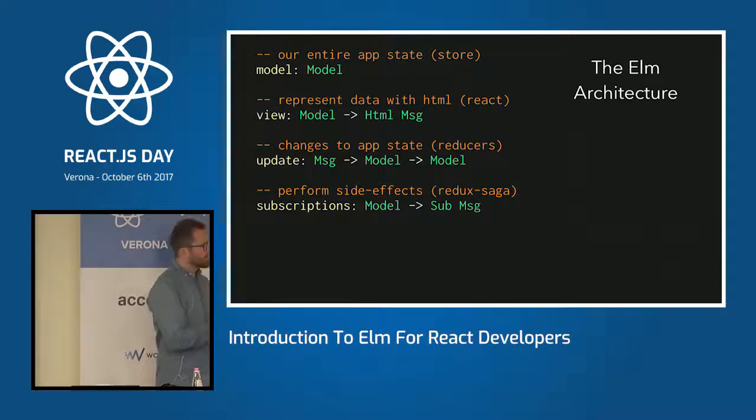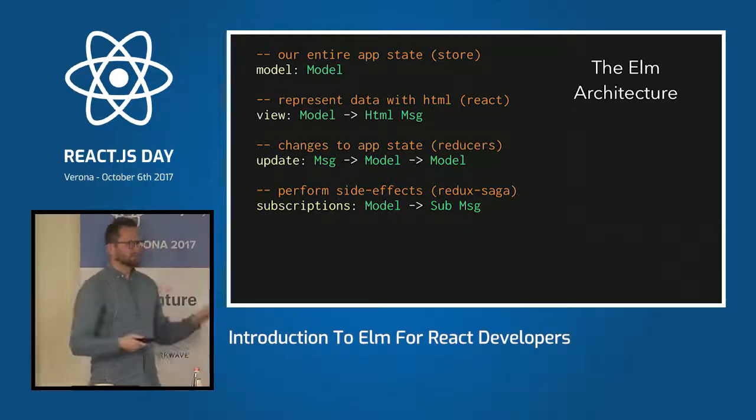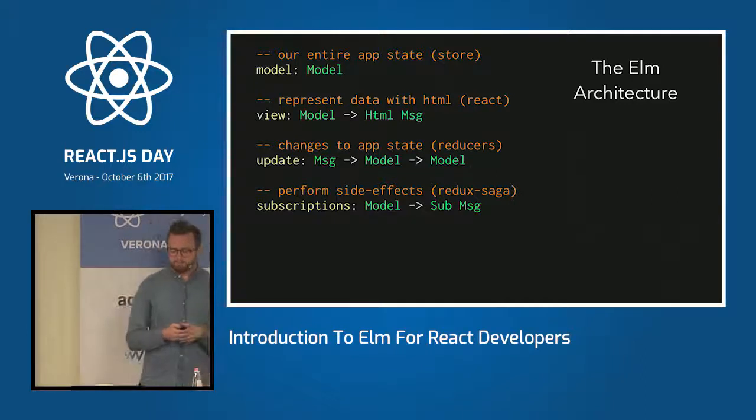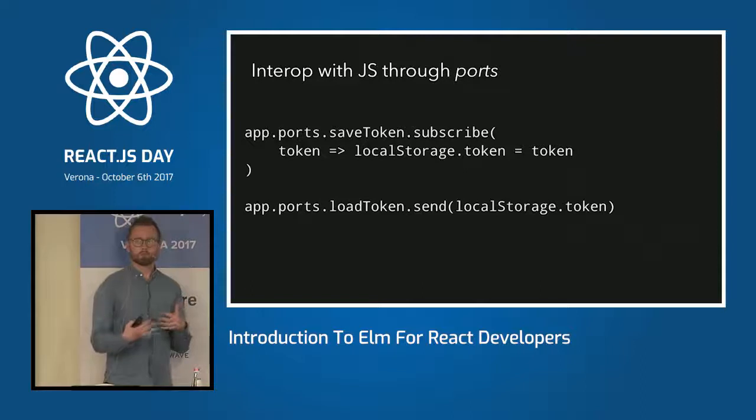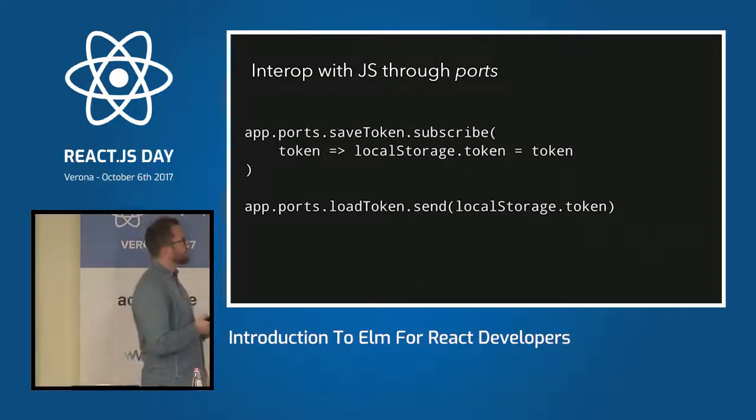Lastly, we also need to be able to do side effects, which is called subscriptions. I won't go into detail on that today. It's possible to interop with JavaScript only through ports. That's the only way we can do that. So you basically pass strings through, like a message passing system, to the JavaScript code, and then you can subscribe the other way around into Elm.